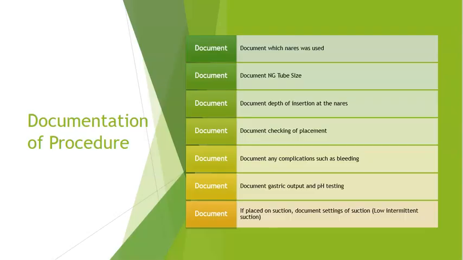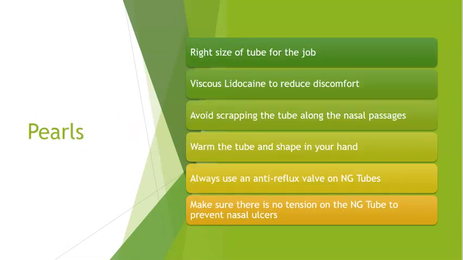You're always going to want to document which nare was used, document the NG tube size, how many attempts it took, document the depth of the insertion at the nares, document checking of placement, document any complications such as bleeding, document gastric output and pH testing. If the patient was placed on suction, you're going to document the settings of suction. Keep in mind, for gastric tubes, nasogastric tubes, you're going to want them on low intermittent suction to prevent trauma to the stomach lining. Some pearls of wisdom.